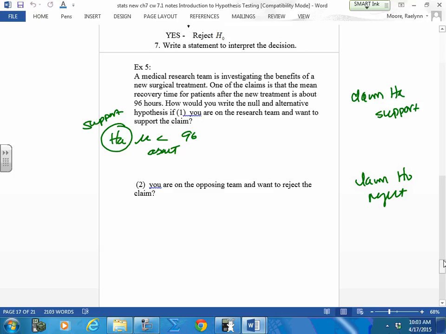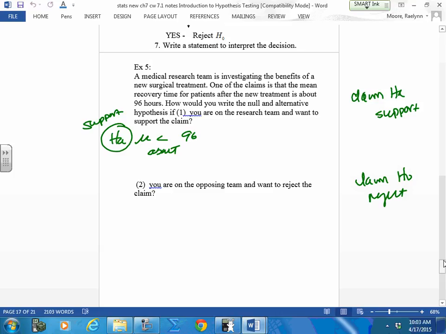So I'm either going to be able to use a greater than, a not equal, or a less than. A not equal, you really don't want to have to use, because it's either going to be that or not be that. If you tell somebody it's not 96 hours, they're going to say, then what is it? What am I supporting here? So it could be more, it could be less. But as the research team, you want to say it's less than 96 hours.